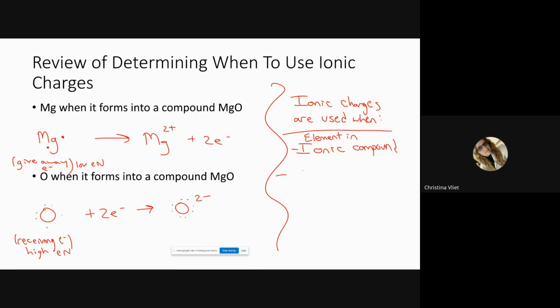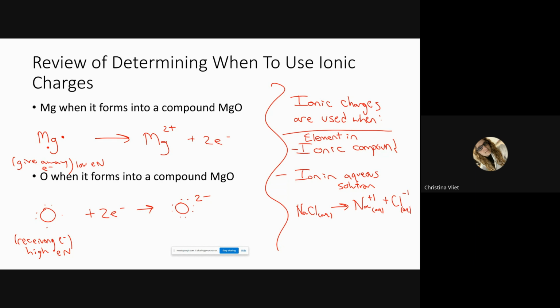or an ion in aqueous solution. We learned that a couple of class periods ago. If I have NaCl(aq), that means that when I throw salt in water, I have Na plus 1 and Cl minus 1. That's the other time we use ionic charges.